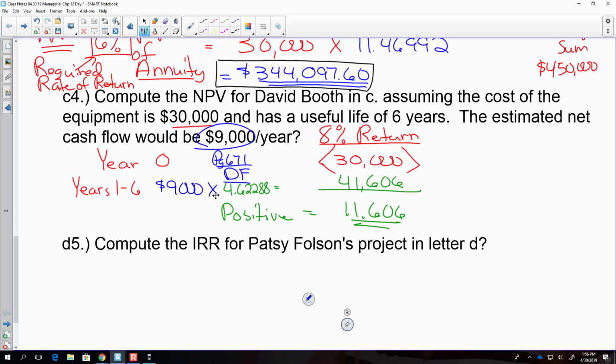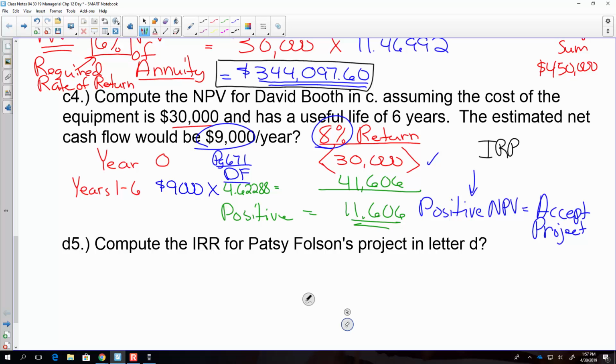So if this value is a positive value, positive net present value, we would accept the project. I'm getting my return on investment. I'm making the 8% return on the investment plus a little bit more than the 8%. If this is positive, please note for the test, that must mean the internal rate of return is greater than the 8%.